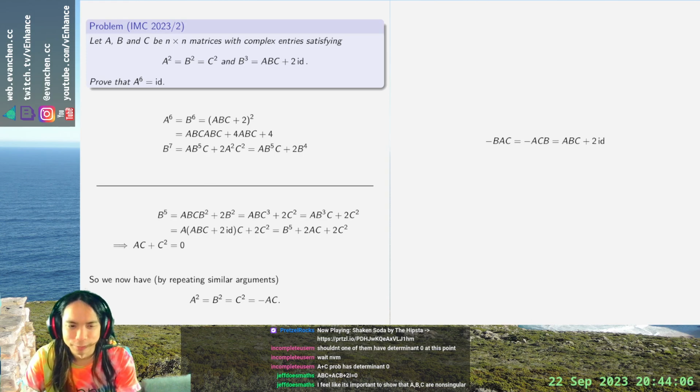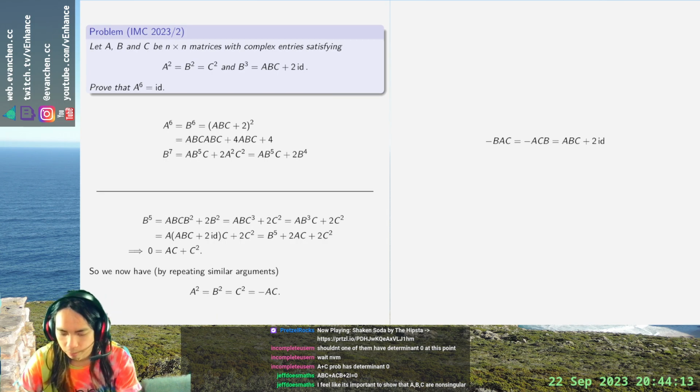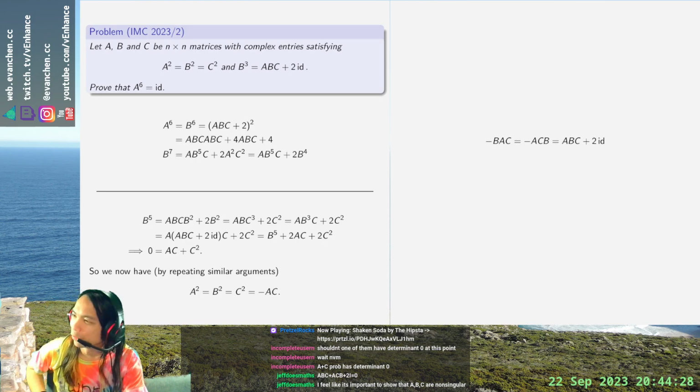I'm not totally sure about this, but I feel like if it's true for matrices, it'll be true for K adjoint G for any group G or something. I'm not sure. Anyways, A is invertible now, because we have A times BC plus CB is minus 2.